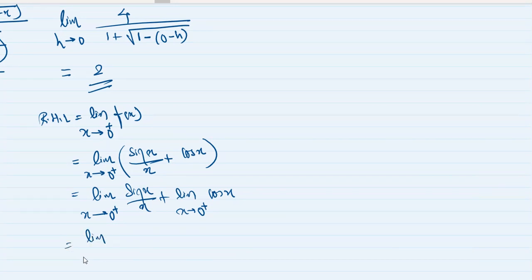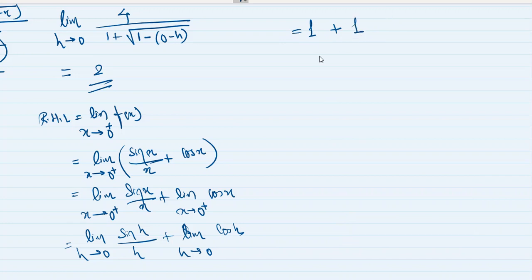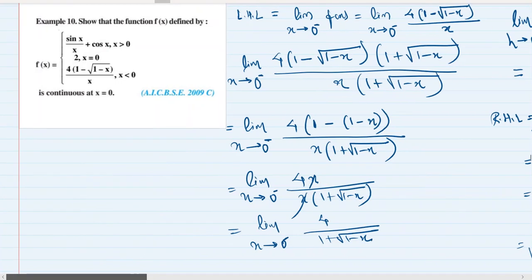So limit when h tends to 0, this will become 0 plus h. So sin h upon h plus limit of cos h when h tends to 0. Now limit of h tends to 0 of sin h by h is 1 plus limit of cos h when h tends to 0 is cos 0, which is also 1. So 1 plus 1, 2. So here also I am getting 2 as answer. Therefore LHL is equal to RHL, and this function is continuous at our number 0.